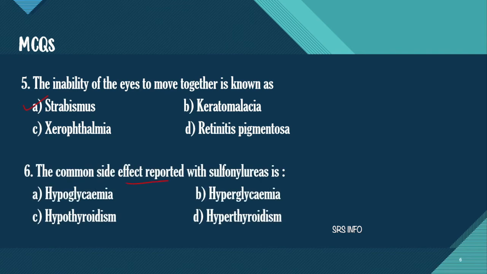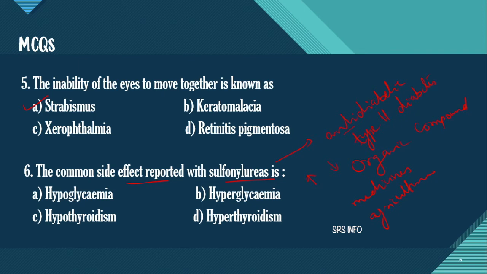The common side effect reported with sulfonylurea is what? What is sulfonylurea? Sulfonylurea is a class of organic compounds. This organic compound class is used as medicines, and also in agriculture as herbicides. Sulfonylurea is mainly used as an anti-diabetic in type 2 diabetes. It is an anti-diabetic agent which increases insulin release from the beta cells in the pancreas so that the blood glucose level will decrease. This is what an anti-diabetic drug does.